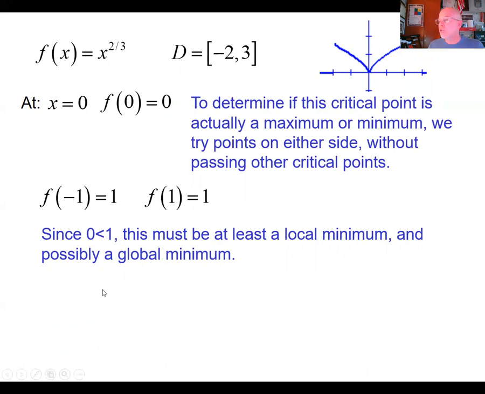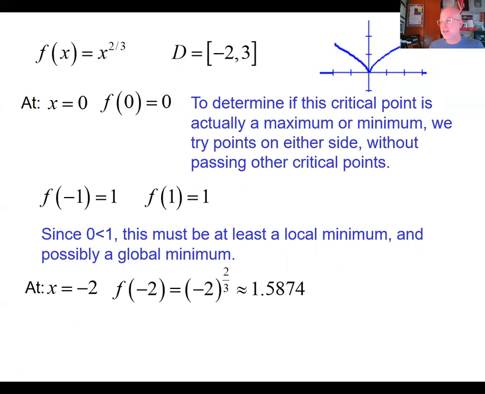So now, at this point, I probably would have said, oh, I can go all the way to the endpoints to check what's happening. So let me check what's happening at the endpoint. At -2, I'm going to substitute that into the original function. So -2 to the 2/3, I do need my calculator, and I get 1.5874.